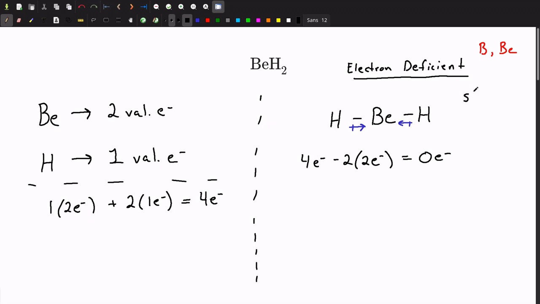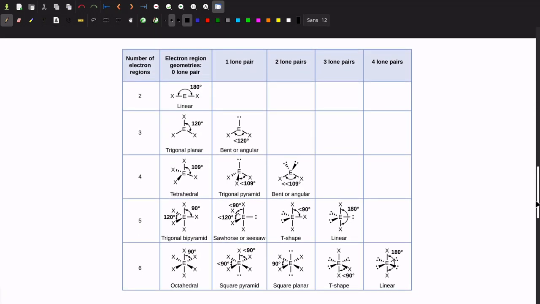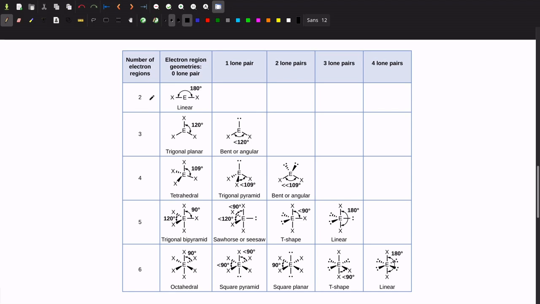Now what we need to do is get our steric number. The steric number is going to be the number of lone pairs on the central atom plus the number of atoms it's attached to. There's no lone pairs, just these atoms, so our steric number is 2. And the number of lone pairs on the central atom is going to be 0. We come down to this guy here. We need to find the steric number of 2.